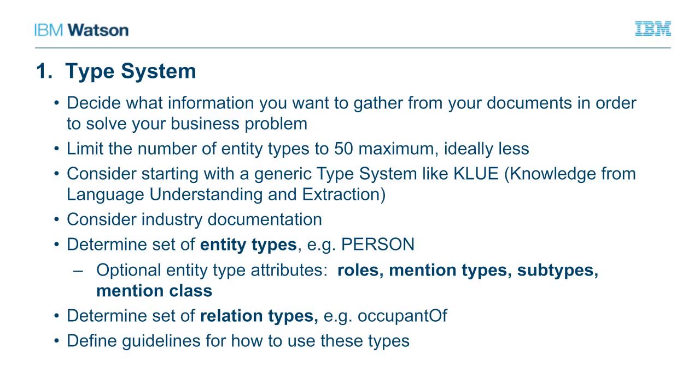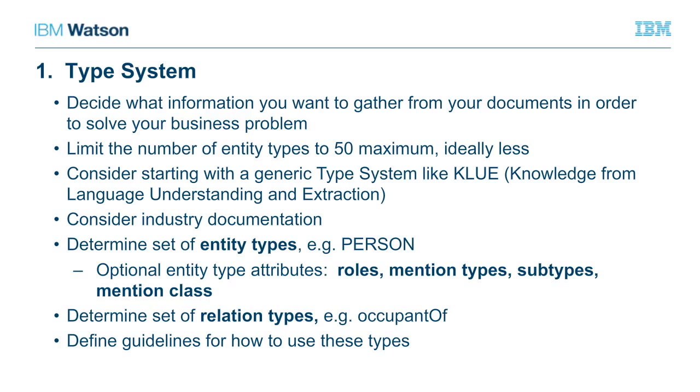In many cases, you might want to start with an existing, more generic type system and then adapt it for your specific domain. On the Watson Developer Cloud website, there is a sample type system which you can download, which is called CLUE, and that stands for Knowledge from Language Understanding and Extraction. It has entities and relations in it that were derived by IBM Research based on the analysis and collection of various news articles. You might also find that there are industry-specific publications or dictionaries or ontologies that you could consider taking a look at to get an idea of the types of entities that you might want to define in your own type system.